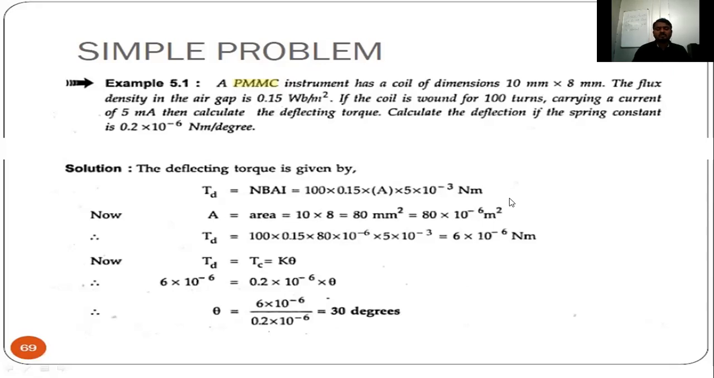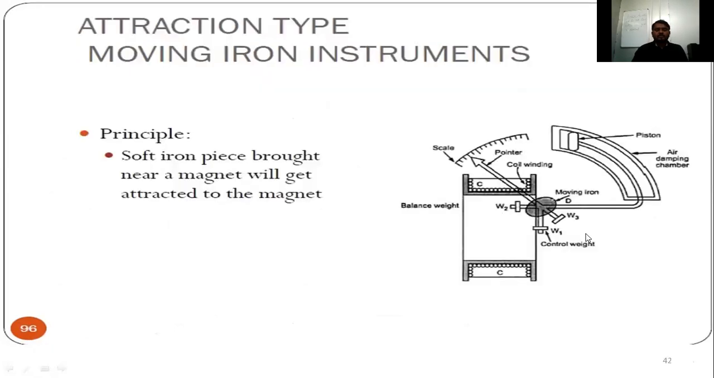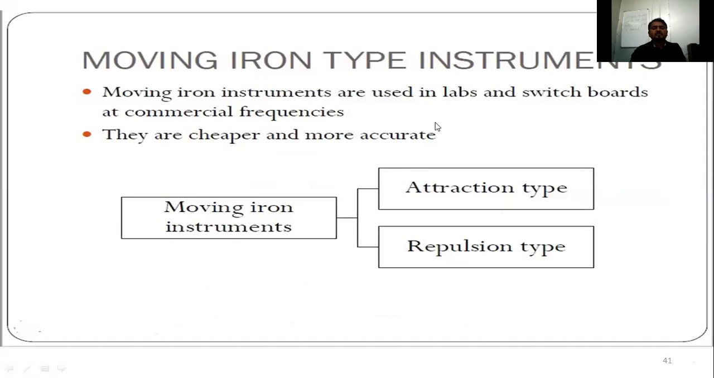Now we have discussed this. Next we'll go for the moving iron instruments, the permanent magnet moving iron instruments. We'll continue in the next class. Actually, there are two types again: attraction type and repulsion type. We already discussed this in the starting introduction of the second unit. So we'll stop here and continue in the next class.